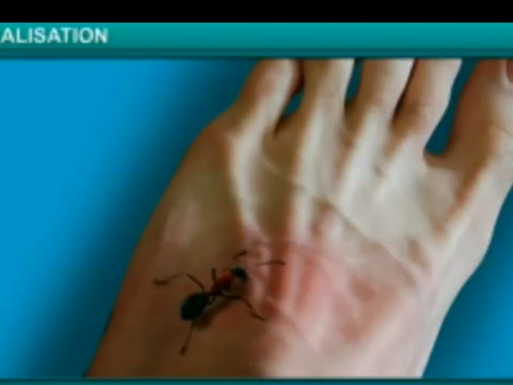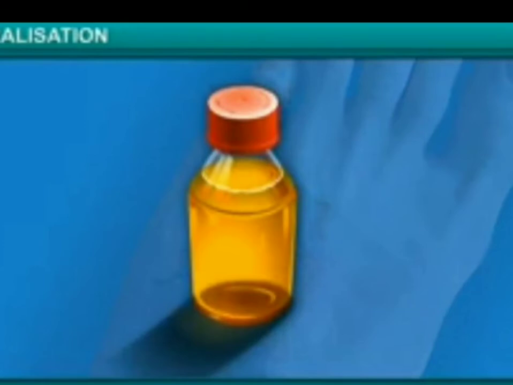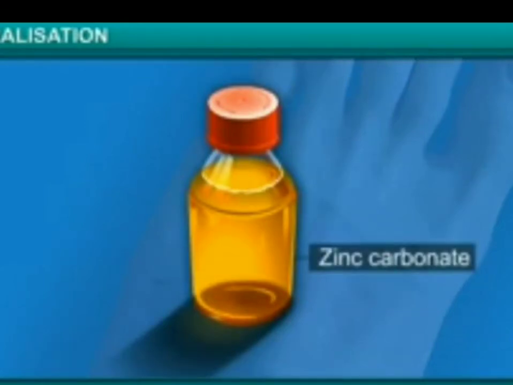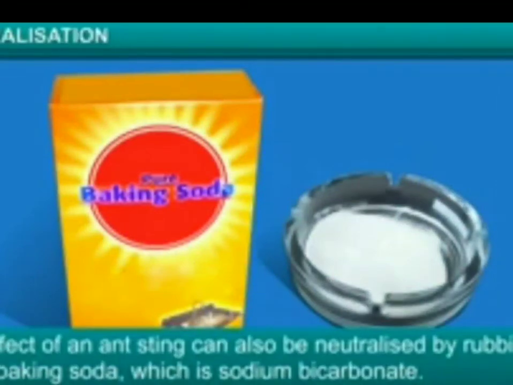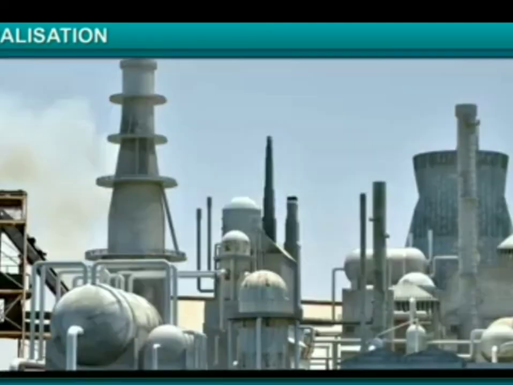So here we can see the hand sting. That part gets red and it causes a burn because of formic acid. Okay, so what do we have to do? We have to apply zinc carbonate. It is also called calamine lotion, zinc carbonate, or you can also add baking soda, which contains sodium hydrogen carbonate or sodium bicarbonate. In this way we can neutralize the effect of formic acid.